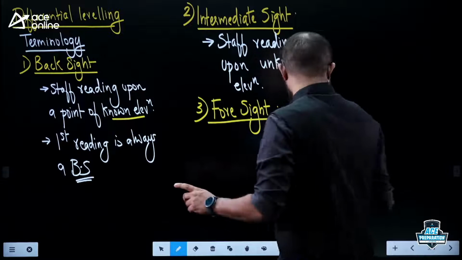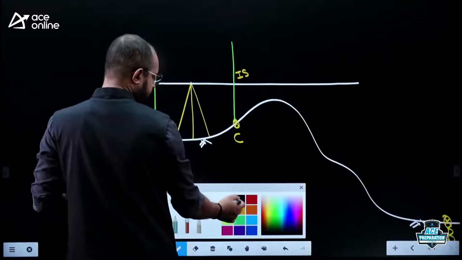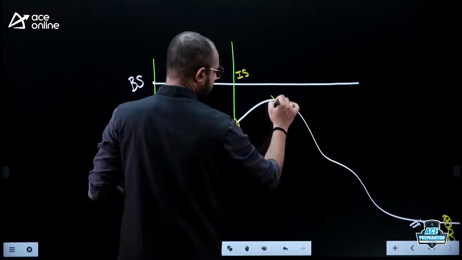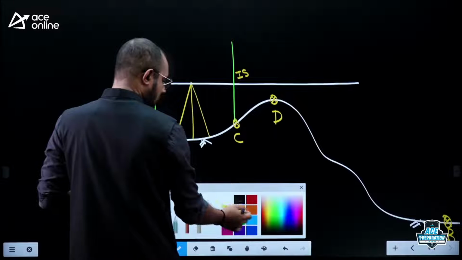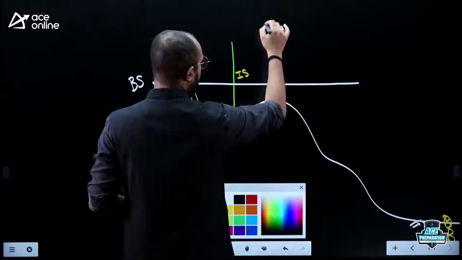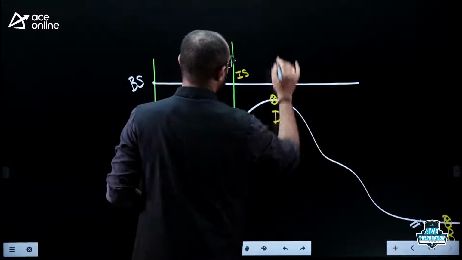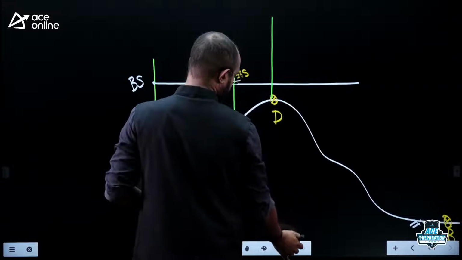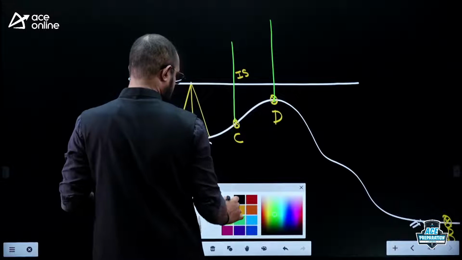So let us go back to that figure here. Imagine I have a point here, say D. I need to find the elevation of the point D. So what will I do? I'll keep my leveling staff upon this particular point D. This is how the leveling staff upon the point D will look.